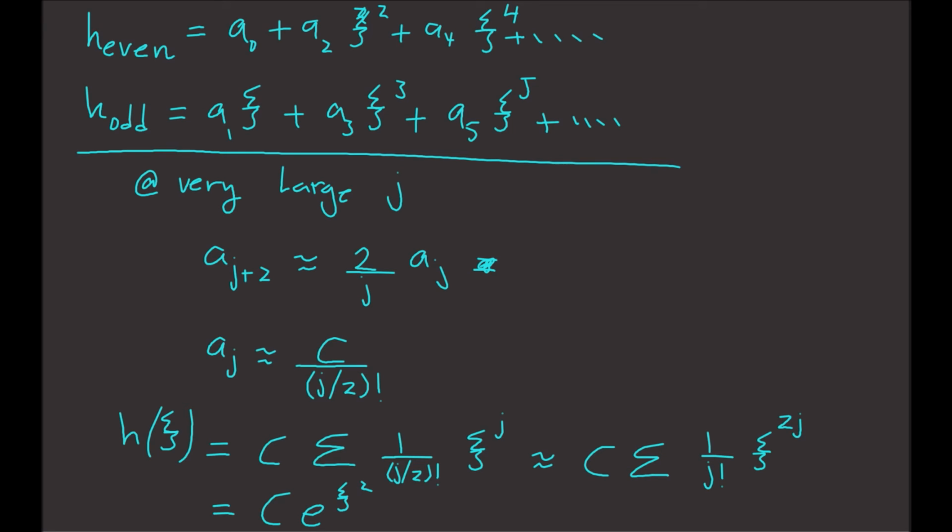So if h goes like exponential to the ξ squared, then psi, the thing we're trying to calculate, remember, goes like exponential to ξ squared over 2, which is exactly the behavior we didn't want. There's one way to get out of this problem, okay?